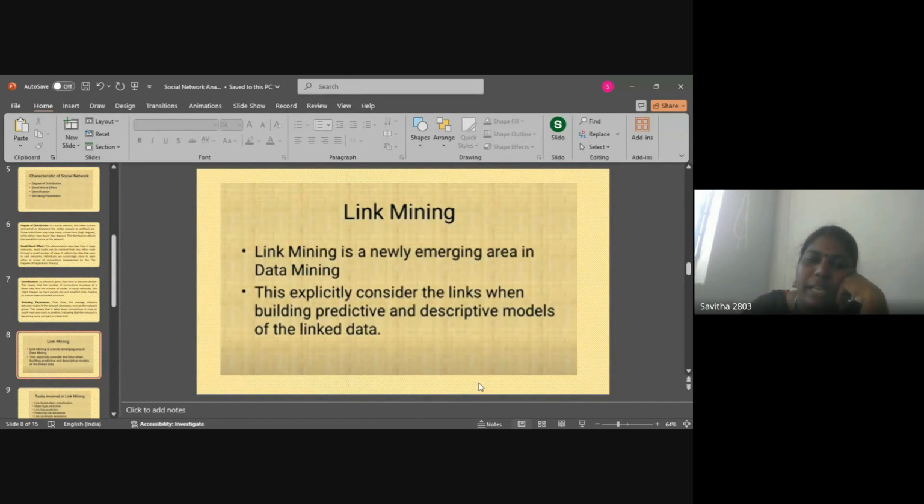Link mining can be predictive, building predictive and descriptive models based on linked data, that is, interests, following links, followers, or views. Based on that data, predictive answers or descriptive models can be built by using link mining.